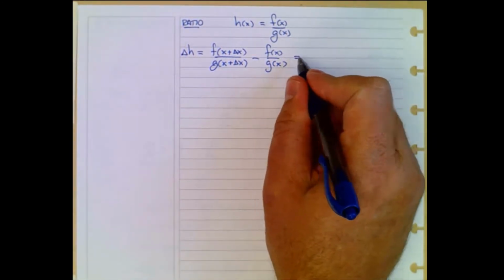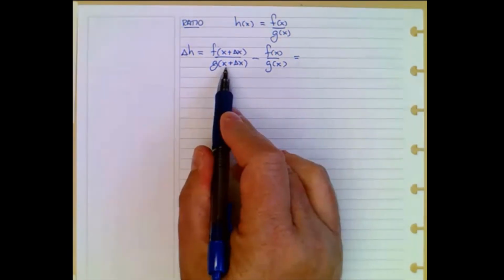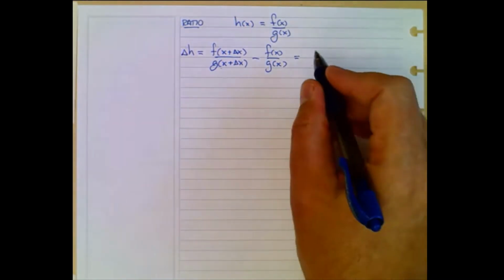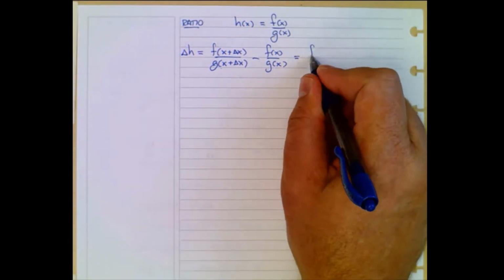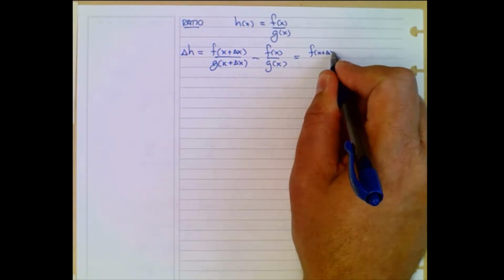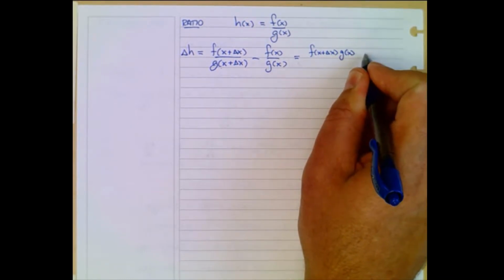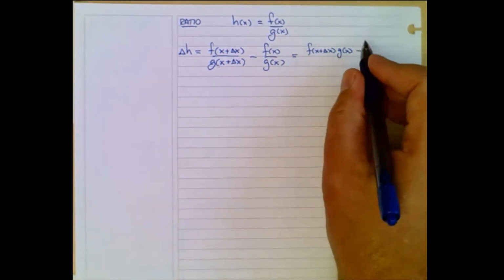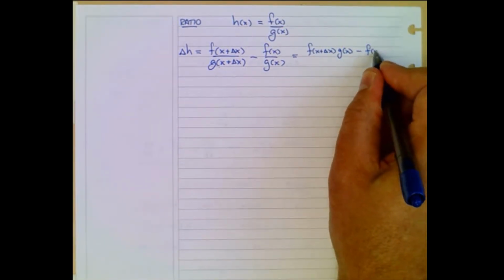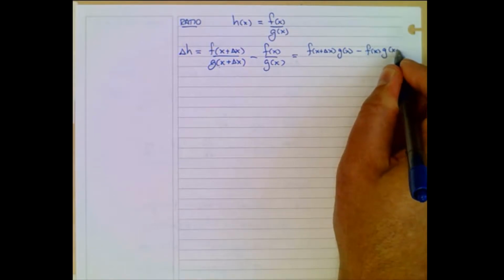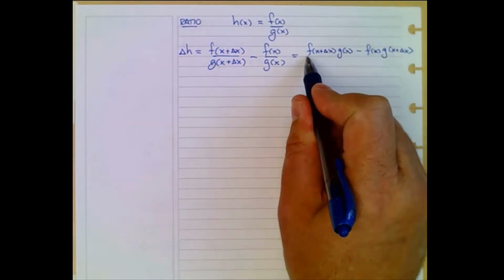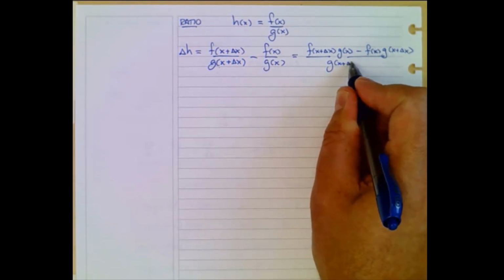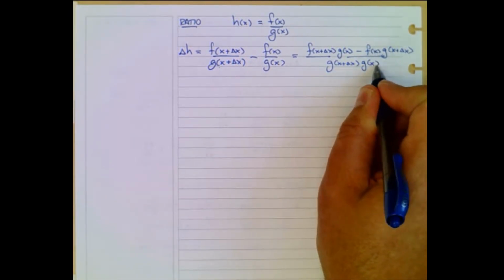I'm going to put these on a common denominator, namely the product of the g's here. So the first one I need to multiply top and bottom by g of x, so this will be f of x plus delta x times g of x. And this one needs to be multiplied top and bottom by g of x plus delta x, so this will be f of x times g of x plus delta x. And then that is all divided by g of x plus delta x times g of x.